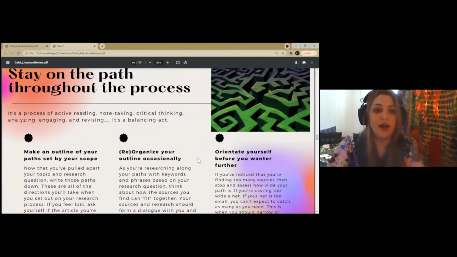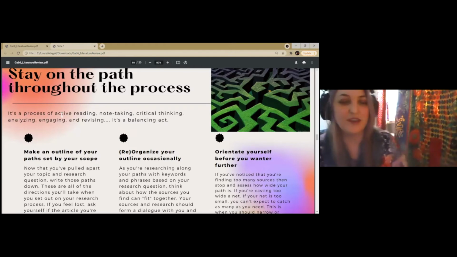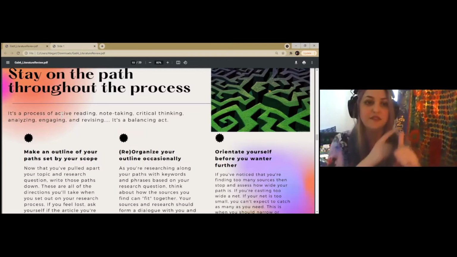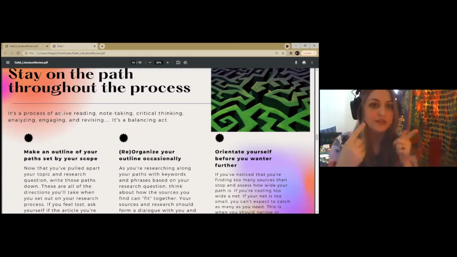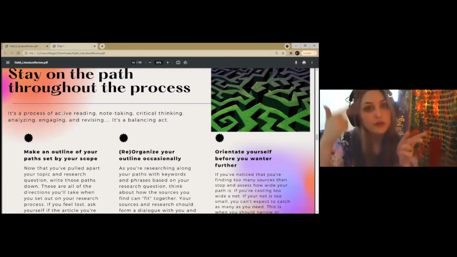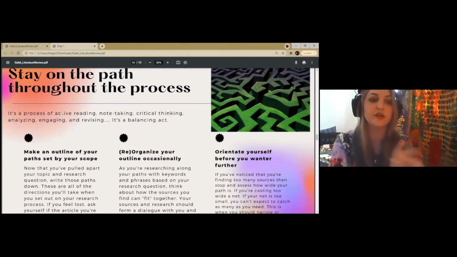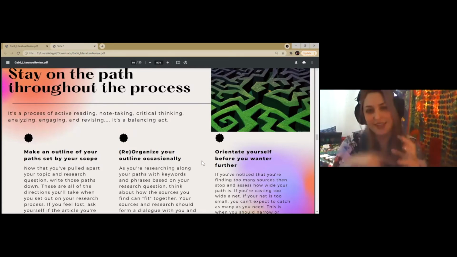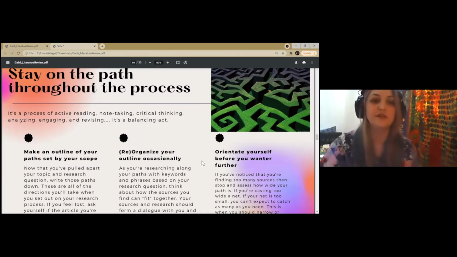And to stay on the path, of course, I wanted to emphasize that when we think about literature review as a process, many things go into it. So just briefly: active, not passive, reading; constant note-taking; critical thinking, not just, oh, this is cool, but actually, philosophically diving into the topic of cookies; analyzing what's being said by the author. Why did the author say that? Engaging with what's being said, putting your own thoughts in with the author; and then revising, which goes a little bit into my point here about organizing and sometimes reorganizing the outline of your research.